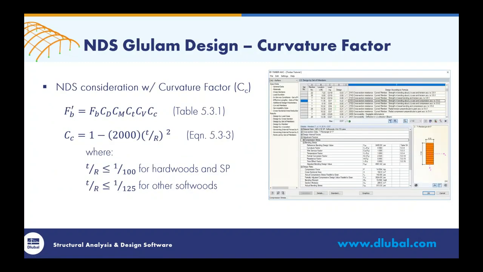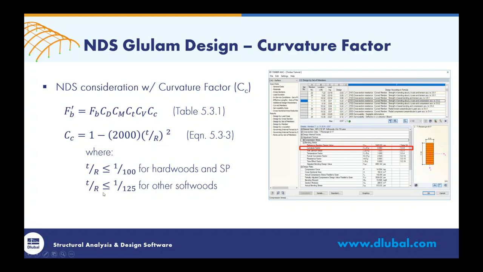Well, the code addresses this with what's called a curvature factor. The curvature factor is denoted within the NDS as C sub C. Within table 5.3.1, we can see the adjusted bending design value equation given, and this utilizes several adjustment factors, with one of them being the curvature factor at the end here. The curvature factor is calculated according to equation 5.3-3, and we can see that equation given here. So we will take into consideration this curvature factor within the add-on module RF-TIMBER AWC, and we will see this listed in our results here. So this is going to accurately account for the increase of that bending stress for 1D member elements.